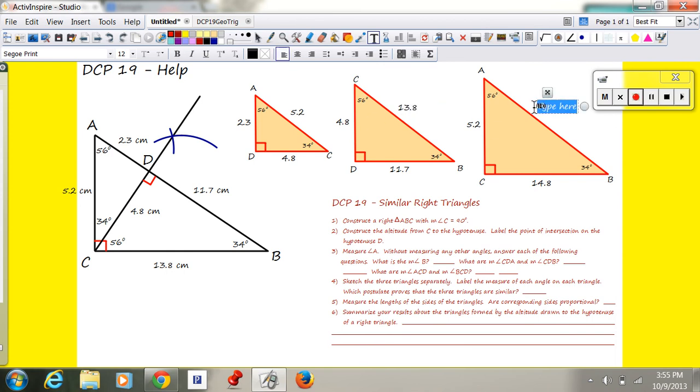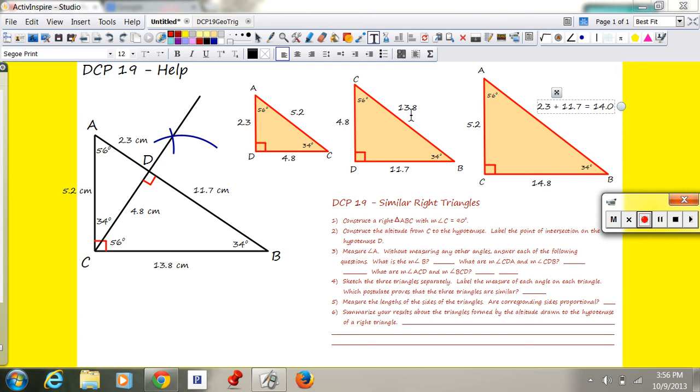Because now these two pieces added together give you AB. So it's 2.3 plus 11.7, and that's going to equal 14 even. And it's the biggest side of the triangle. That's why I had to make the other one 13.8, because this one has to be the biggest side, just so it'll make sense. So now you have the three sides of your triangle.